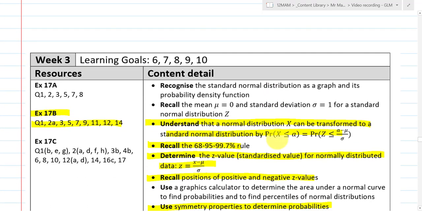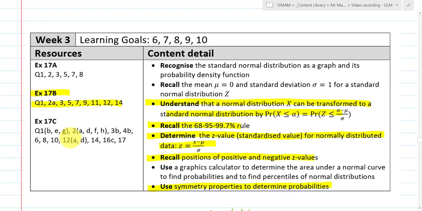So that's the end of our work for 17B. You should be able to do most of that now. Understand normal distribution, do the calculations for it, recall the 68, 95, 99.7 rule, determine Z-scores and raw scores, and also use that normal distribution.